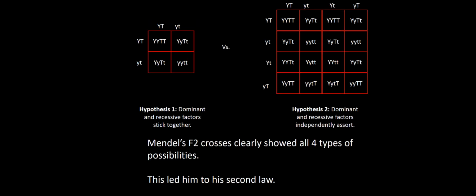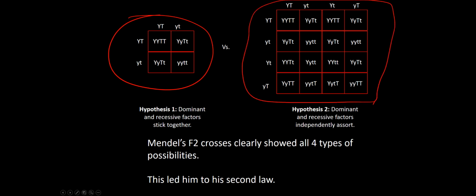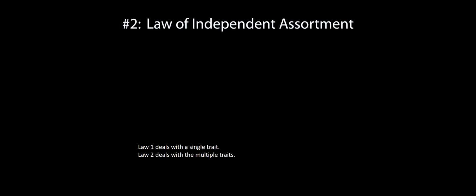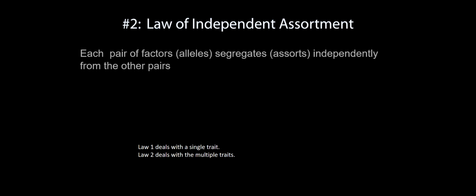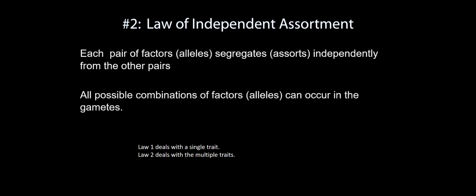Okay, and so sure enough, when he did the experiment, I just wrote these out. Here are the 2 possible Punnett squares, and it turns out this one was refuted. All experimental data showed that this one was spot on, and this led Mendel to his second law, the law of independent assortment. So each pair of factors, which we call alleles now, segregate or assort independently from the other pairs. So all possible combinations of factors can occur in gametes.